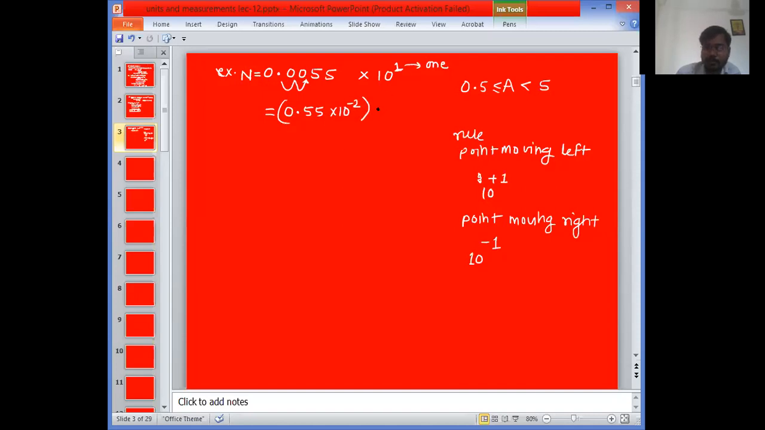Bracket complete. Multiplied by 10⁻¹ as it is. Now base same multiplication, addition of indices, or you can just write it like this: 0.55. 0.55 is in between 0.5 and 5. Now you can write this 10⁻² multiplied by 10⁻¹. The base is same, and there is multiplication. You have to add the indices, -2 and -1 you have to add. So that will create, sir, 0.55 multiplied by 10⁻². -2 -1. So that will become 0.55 multiplied by 10⁻³.